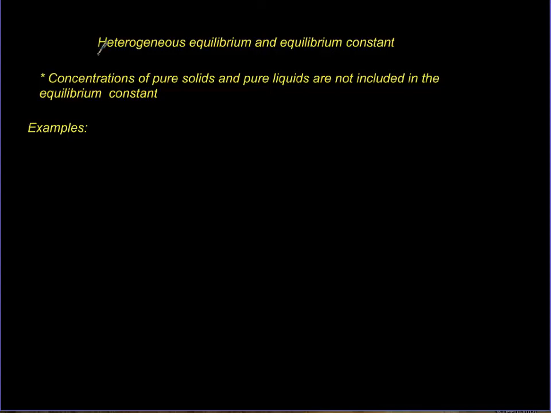Heterogeneous equilibrium is when reactants and products are in different phases. And if that's the case, then we do not include concentration of pure solids and pure liquids in the equilibrium constant. Why? Because we assume their concentration does not change, and also it's integrated within the equilibrium constant. I'll give you a couple of examples.